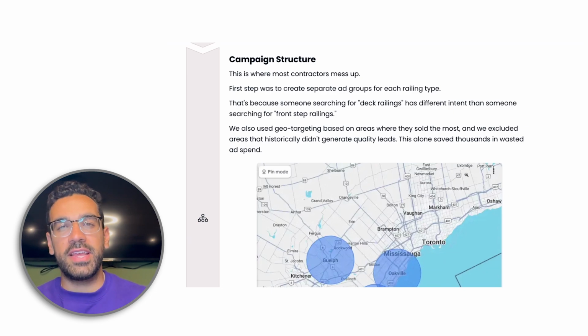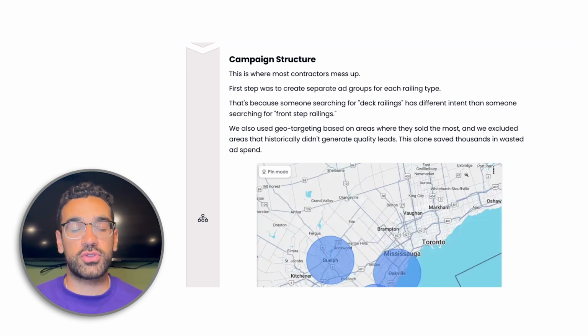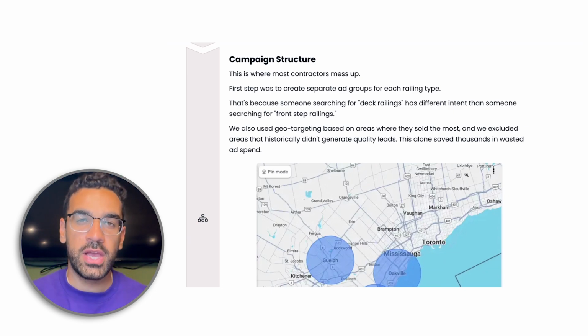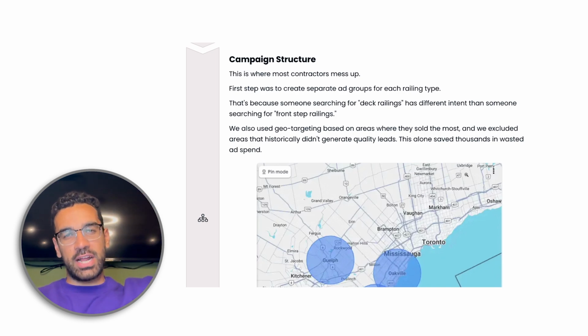The second thing that we did is we fixed their campaign structure. So this is where most contractors actually mess up. So the first step is we had to create different ad groups for different services that they're trying to target. So for example, we had an ad group for deck railings, because usually the ticket and the type of person looking for a deck railing is different than the person looking for a front step. And we want to make sure that we get as many deck railings as possible.